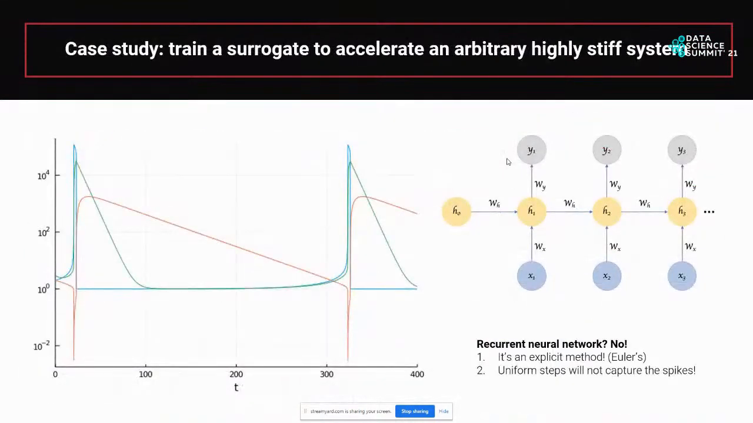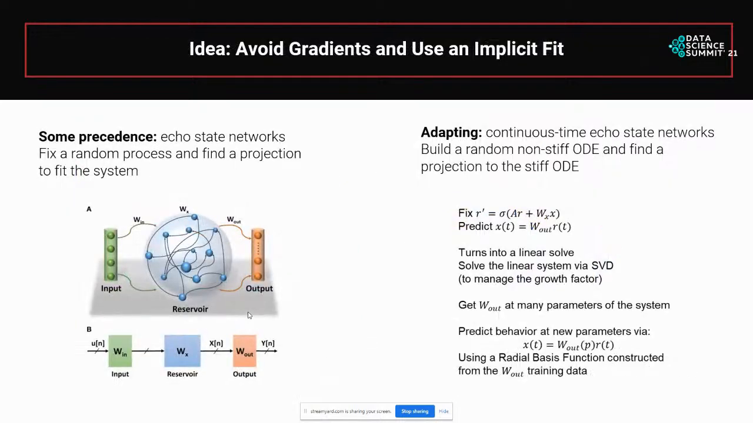So in two ways, right? In one way, it's just unstable and not going to give you good predictions. But in the other way, it would require you to have such a small time step, if you want to have uniform time stepping, that it's just not a viable way to handle this type of problem, right? So how can we get around this?